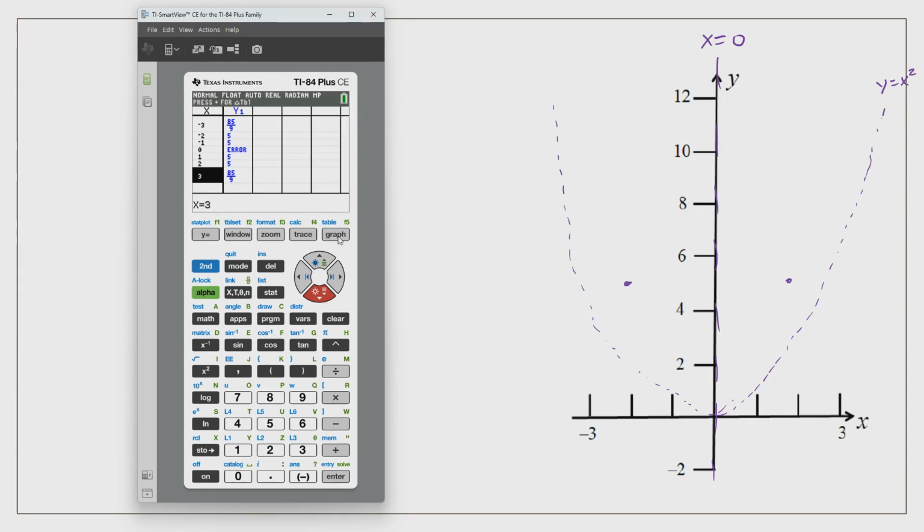So let's go to window and set up our window to match what we have here in our notes. So our x min here is -3, max is 3. It's going by a scale of 1. Our y min is -2. Our y max is 12. And it's also going by, not by a scale of 1. Actually, it's going by 2. All right. And so now we're going to press graph. Okay, so our graph is going to look similar to this.